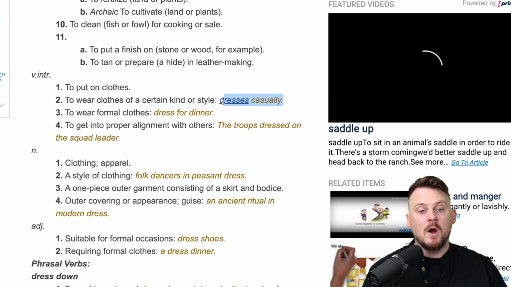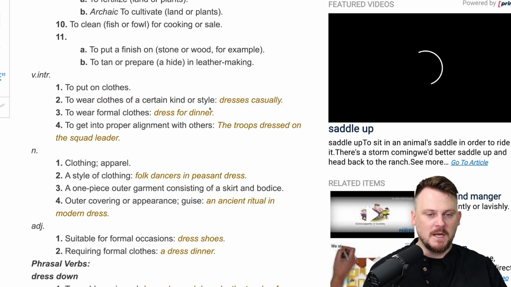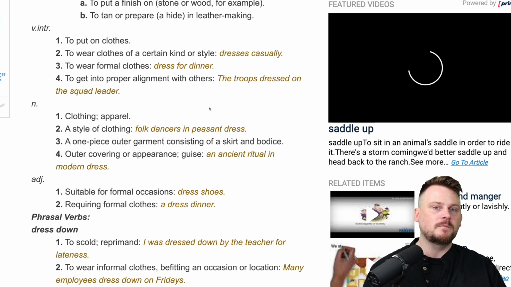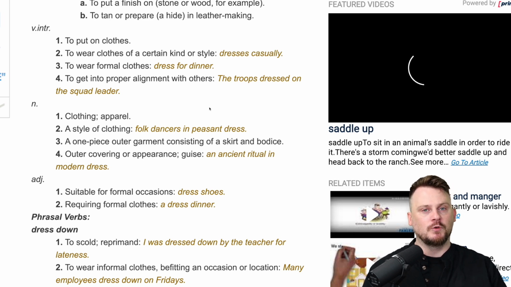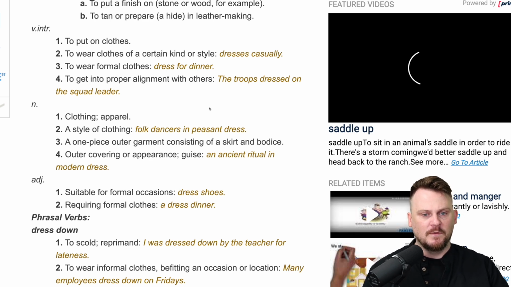To dress in what way? Oh, casually, formally, fashionably, right? To dress for dinner. So we can add the occasion. Dress for the ceremony. Dress for dinner. Dress for the party. Okay.